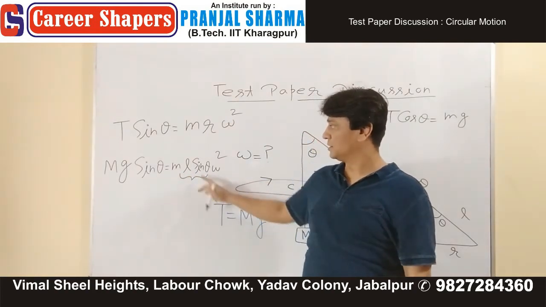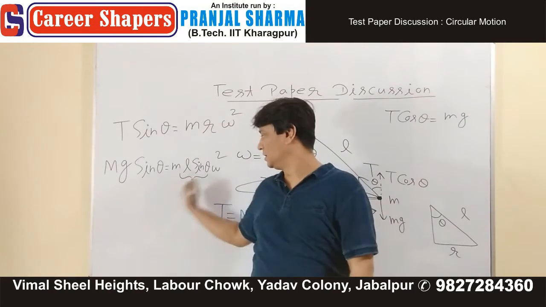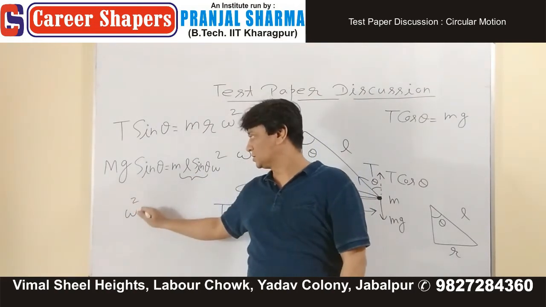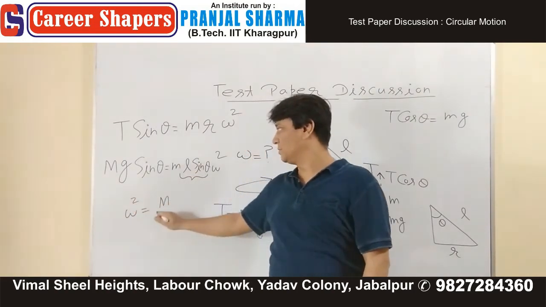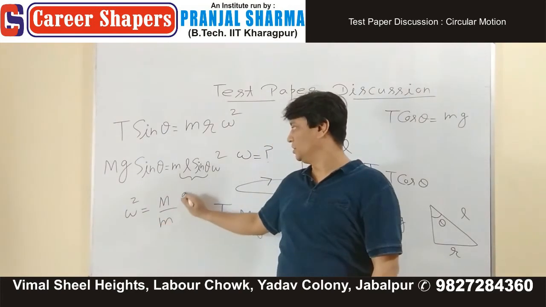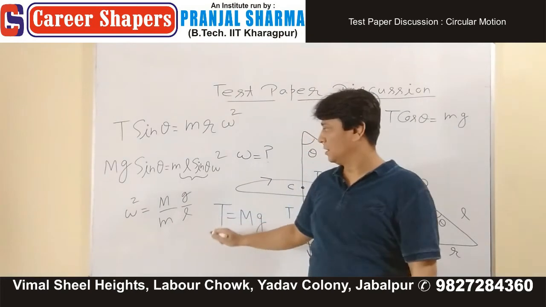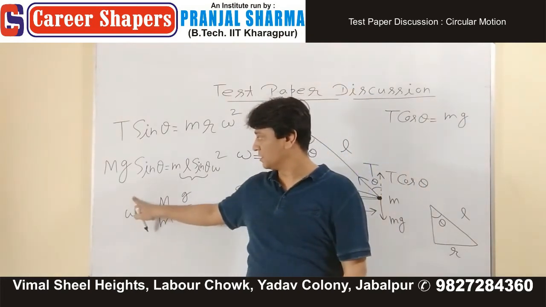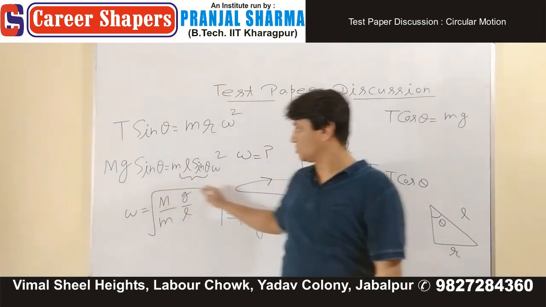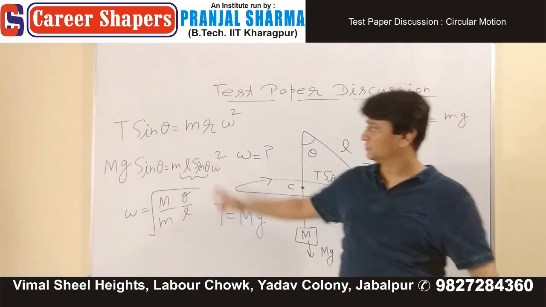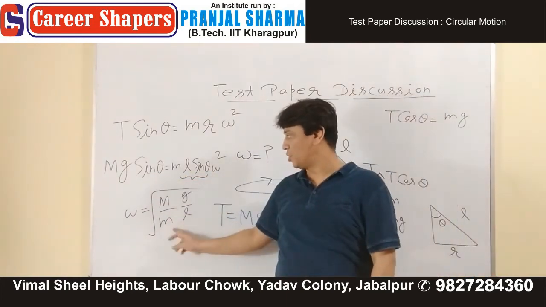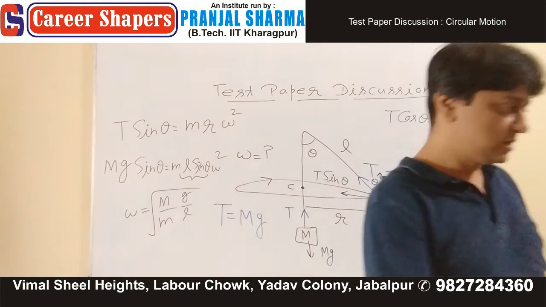Omega square, sin cancelled. Omega square is coming M divided by m into g, divided by L. So what is omega coming? Square root. Sin gone, capital M upon small m, g by L. That's the answer.